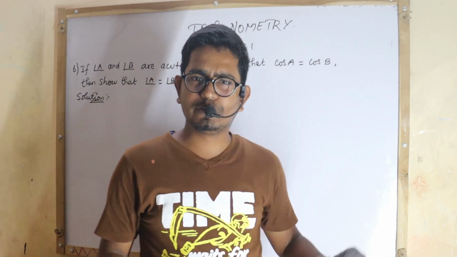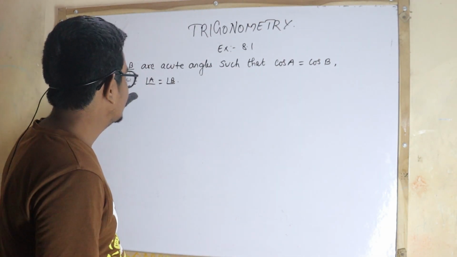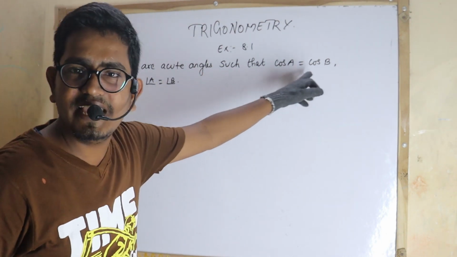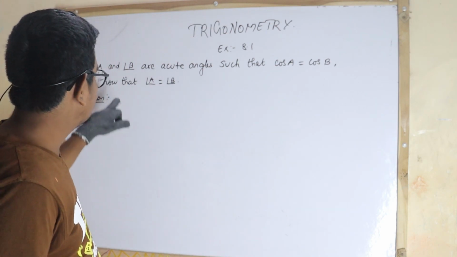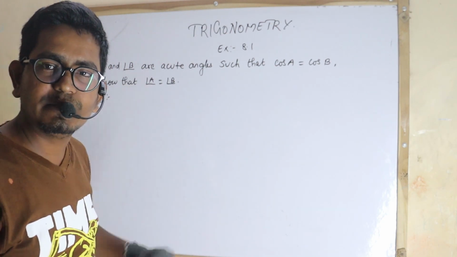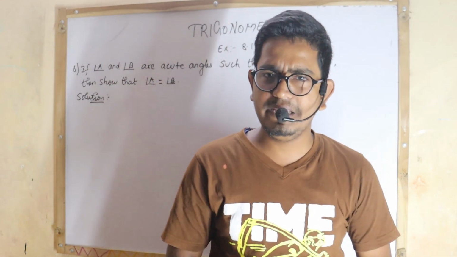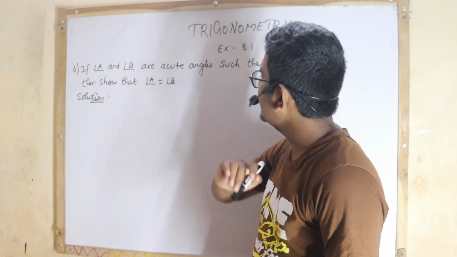In this session, we are going to discuss this question. As you can see here, if angle A and angle B are acute angles such that cos A is equal to cos B, then show that angle A is equal to angle B. How to prove that the angle A is equal to angle B if angle A and angle B are acute angles?